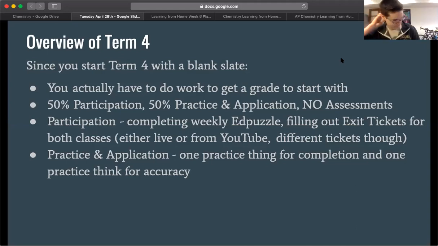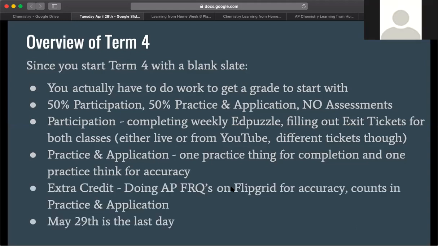Yes. Didn't DCPS say that we're only supposed to get 2 assignments a week, and one of the assignments is extra credit and the other one isn't? No, because that's what they told some schools. So we only have the 2 grade categories: participation and practice and application. I only saw a document where that's what they said.